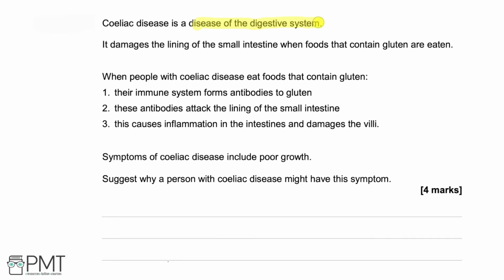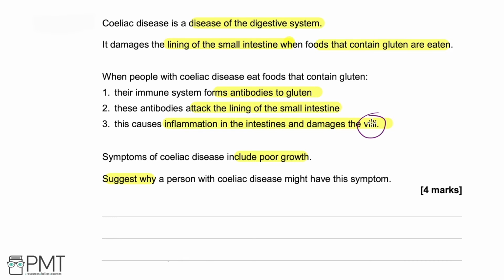Celiac disease is a disease of the digestive system. It damages the lining of the small intestine when foods that contain gluten are eaten. When people with celiac disease eat foods that contain gluten, their immune systems form antibodies to gluten. These antibodies attack the lining of the small intestine. This causes inflammation in the intestines and damages the villi. Symptoms of celiac disease include poor growth. Suggest why a person with celiac disease might have this symptom.